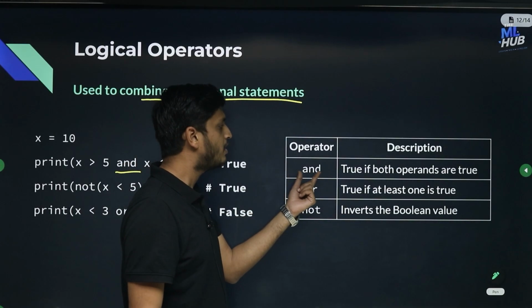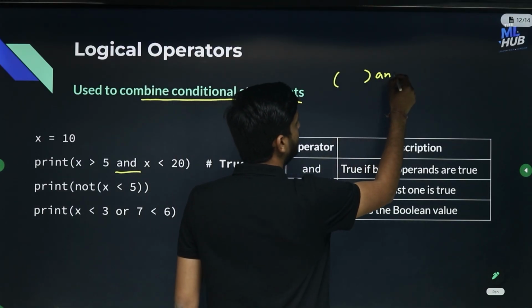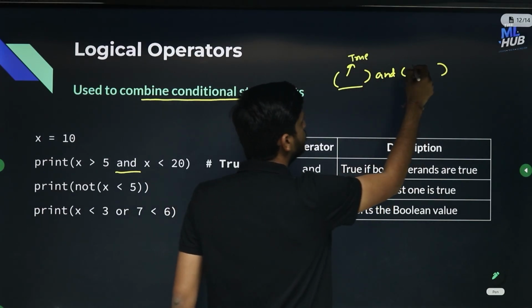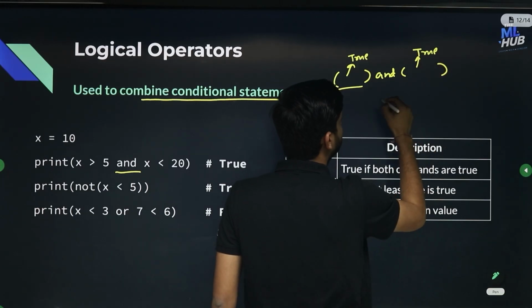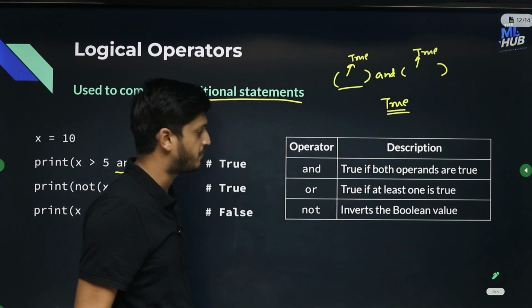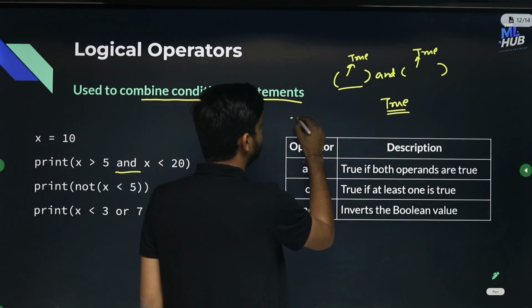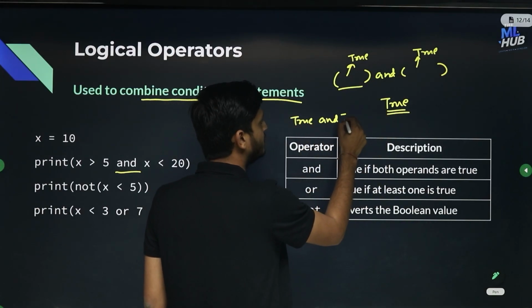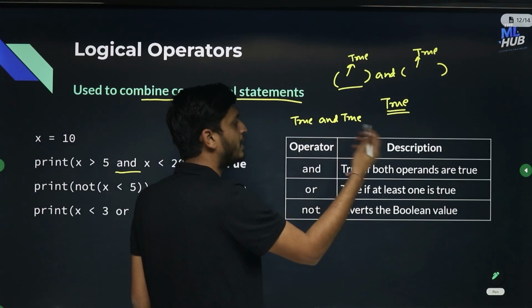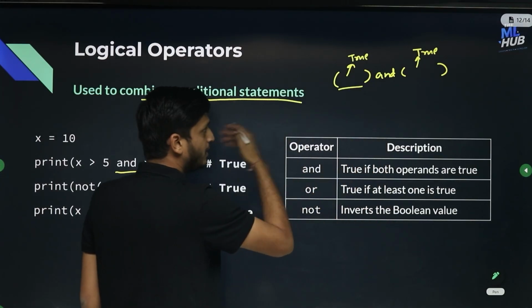So what does and do? So again it will contain two operands. So generally speaking, you will have one expression here, then and, then another expression here. So if this evaluates to true and this also evaluates to true, then only you will get the final answer as true. If any one of them is false, the final output will be false only. Okay, so our operator and will give you true if both the operands are true. So if you write true and true, simply run this statement, you will get true. If you run true and false, you will get false. If you run false and true, you will get false. If you run false and false, you will get false. Okay, so it is like that.